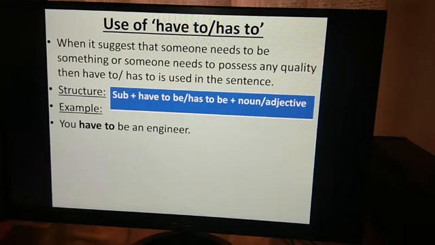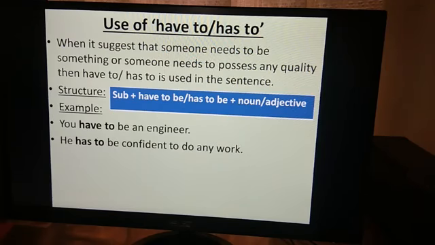You have to be an engineer. That means you want to be, you need to be. You have to be an engineer. Okay, have to be and has to be is used here. You have to be an engineer, noun or adjective. Engineer, a noun. Okay, then comes, he has to be confident to do any work. He, subject, have to be and has to be, third person singular number, so we select has to be. Confident, adjective, quality. Confident to do any work. Okay, next.